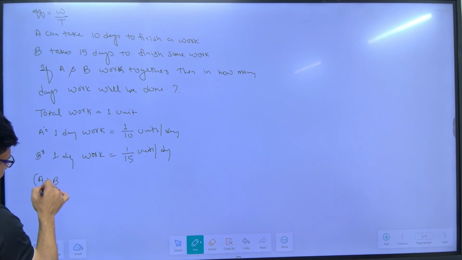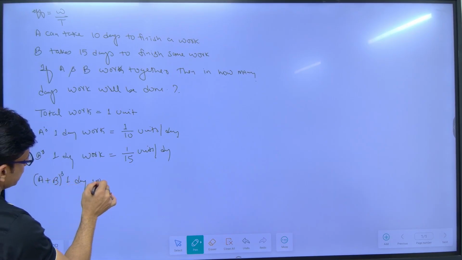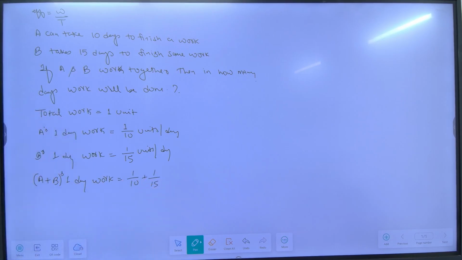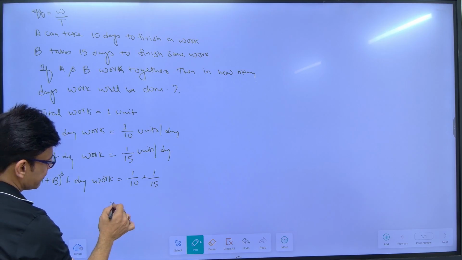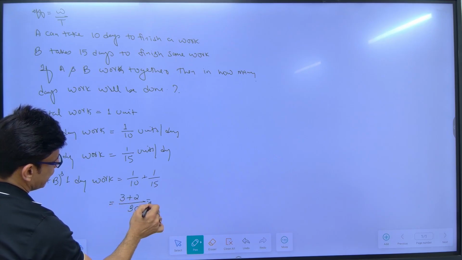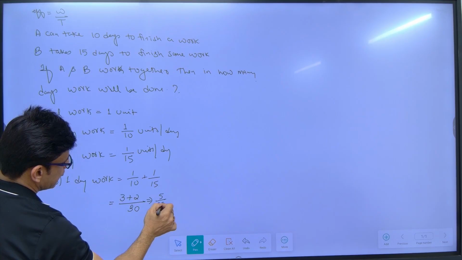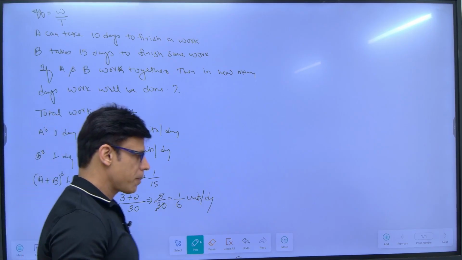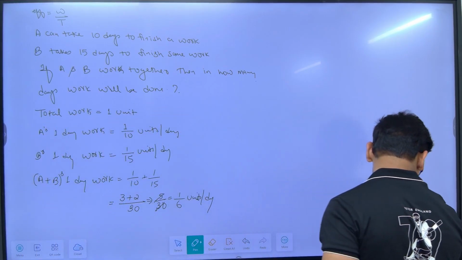What is A plus B's 1 day work? 1 by 10 plus 1 by 15. If A can do 1 by 10 units, B can do 1 by 15 units. So combined together, how much will they do? 1 by 10 plus 1 by 15. Now, this is not a good method to solve this type of question. What is the LCM? This will be 3 plus 2, which gives you 5 by 30, which is equal to 1 by 6 units per day, right? 1 by 6 units per day.